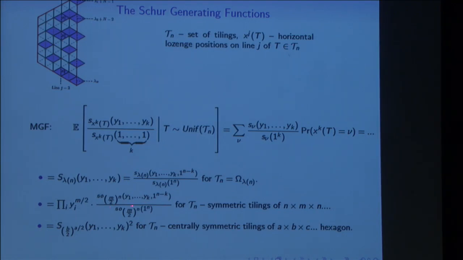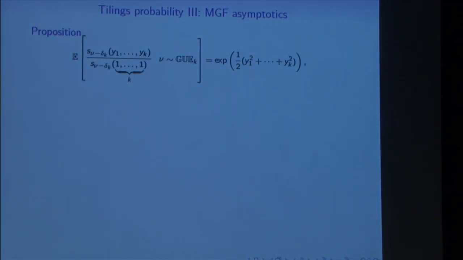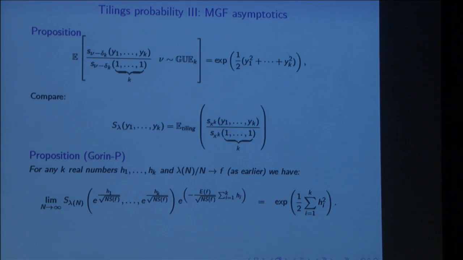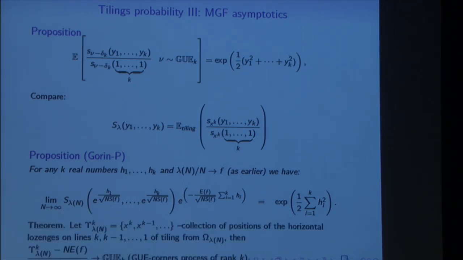We have some nice formulas for such tilings, and also for the symmetric cases, we have some other characters showing up. And the point is that we can compare this generating function with the one for the Gaussian unitary ensemble eigenvalues, and we do some asymptotics here, which is non-trivial on its own, but a separate problem. To do the asymptotics of the normalized Schur function with a given distribution, and see that it's asymptotically the same as the one for the Gaussian unitary ensemble, and then we get the convergence results in this case.